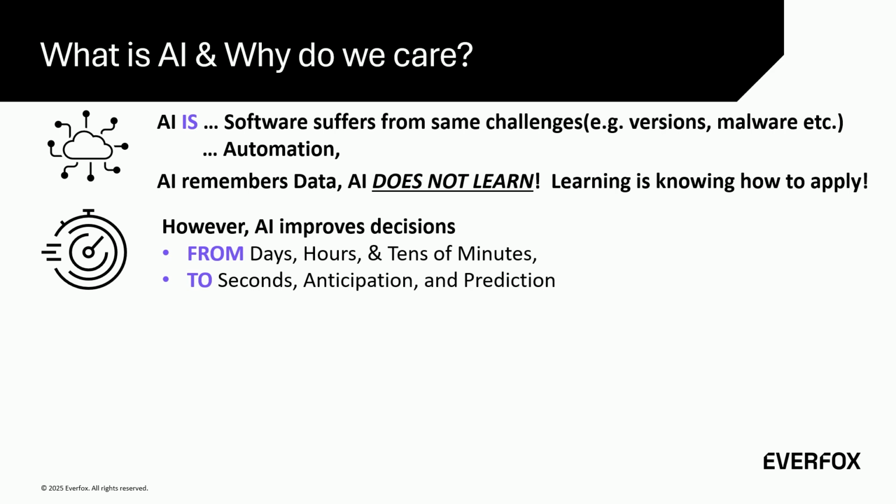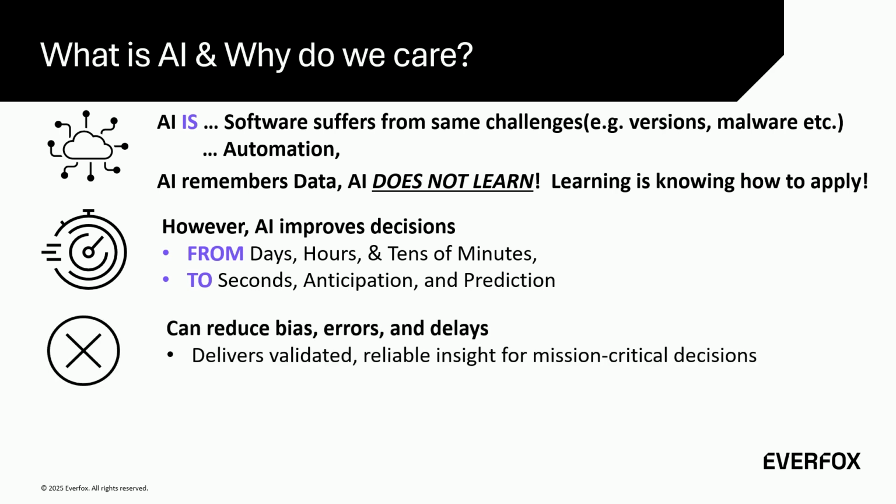However, AI improves decisions. When we know our data and we can build the bounding box correctly, we can shrink that timeline from days and minutes down to seconds, or even prediction, or even anticipation, knowing it beforehand. We can reduce bias and errors, but all of that is predicated on us knowing our data better and knowing what our systems can actually do.